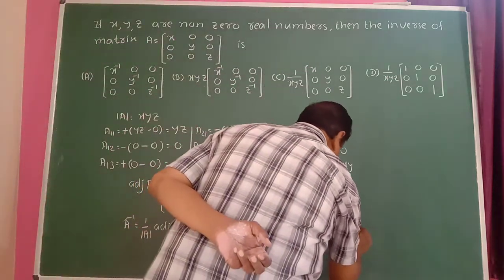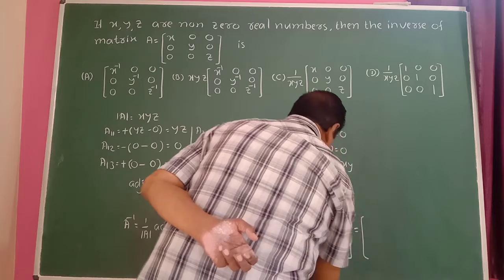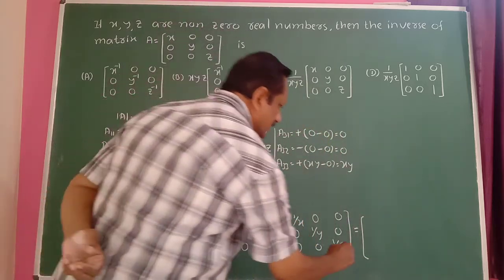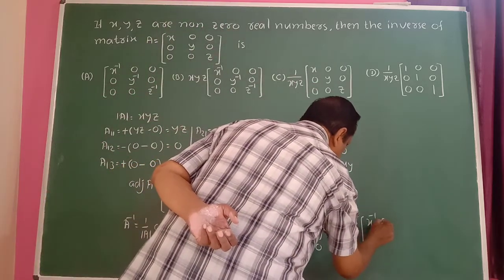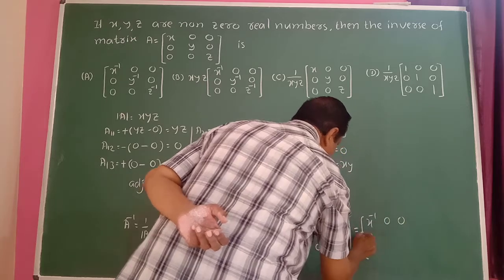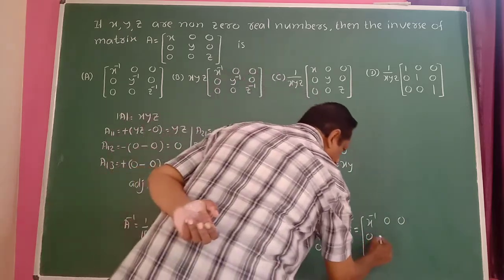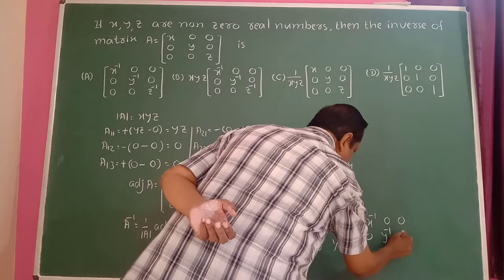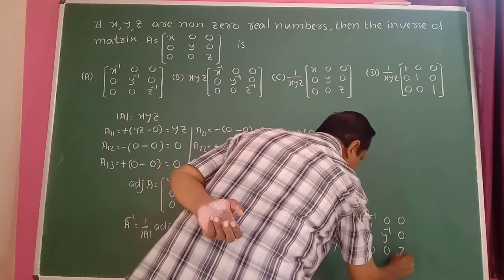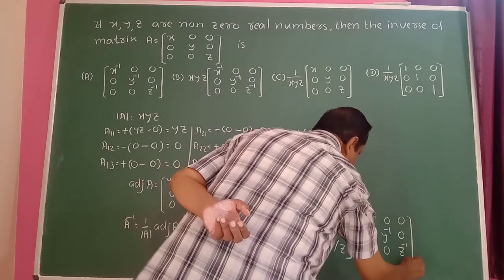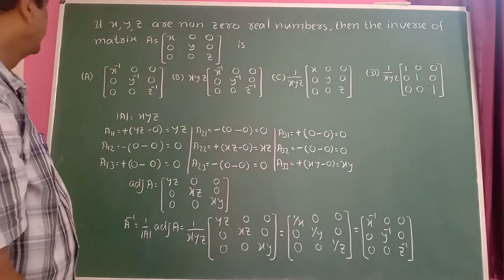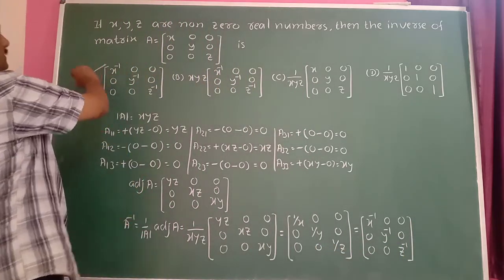Therefore this is equal to: 1 upon x can be written as x raised to minus 1, 0, 0; then 0, 1 upon y is y raised to minus 1, 0; 0, 0, and similarly z raised to minus 1 here. Therefore the first option is correct.